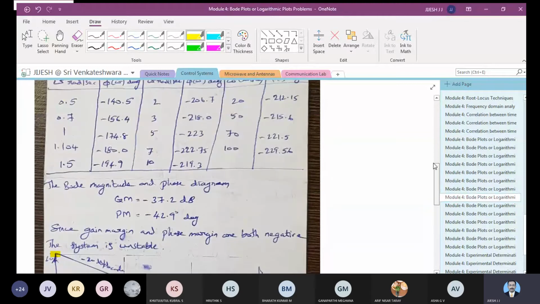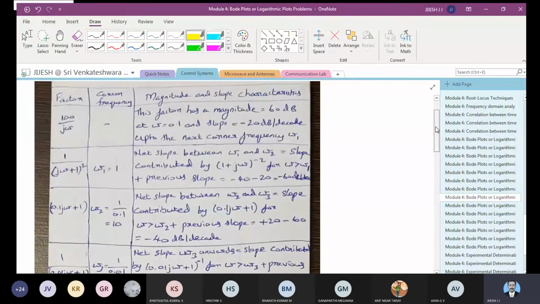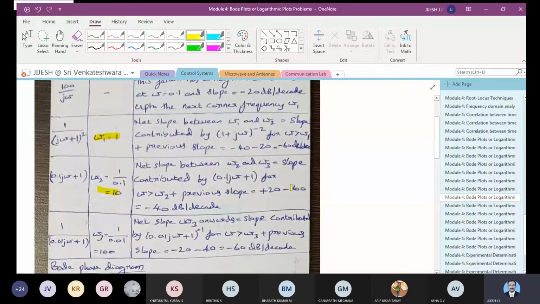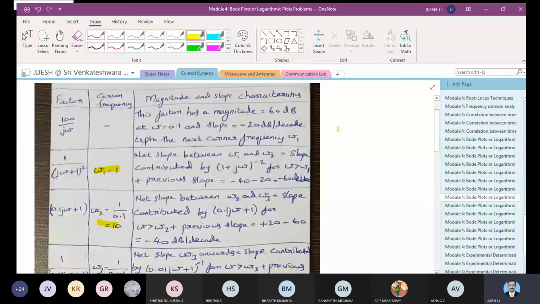So next I have to draw the table for this one. First I will write the factor, then corner frequency, magnitude and slope. What I have to understand here, as I have told you, is that the corner frequency has to be in ascending order. You can see that here the omega value will be 1, here it will be 10, and here it will be 100. So it has to be in ascending order. That is very important.